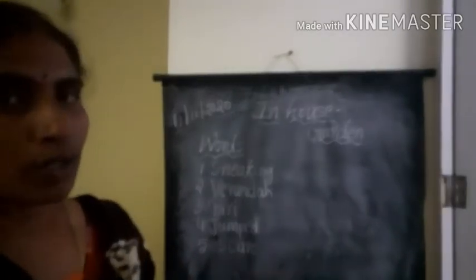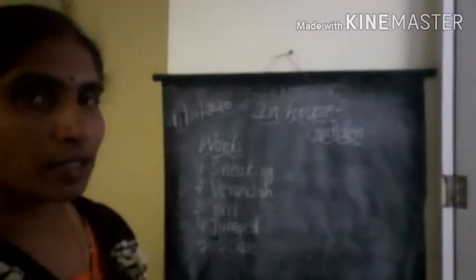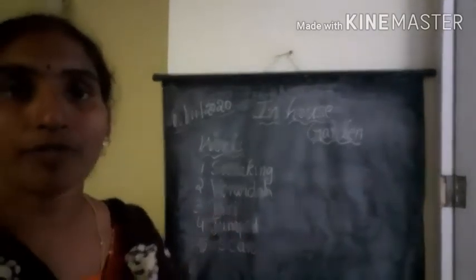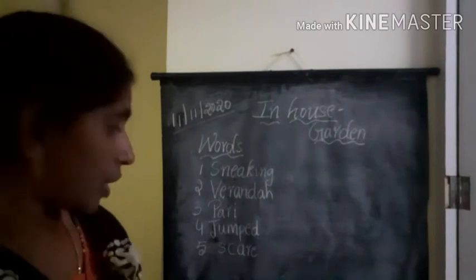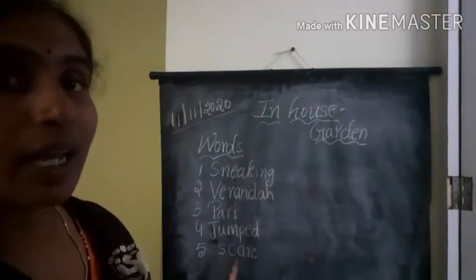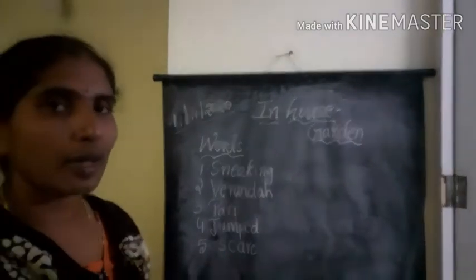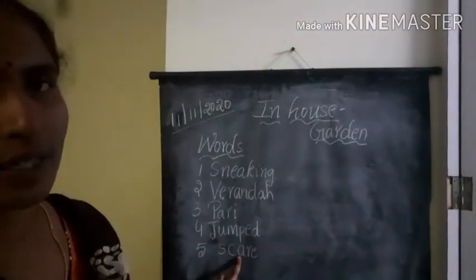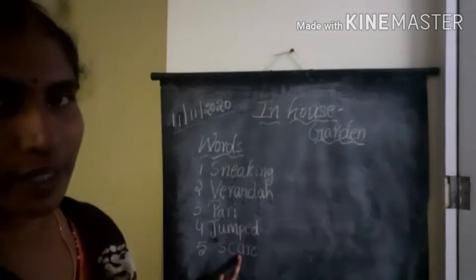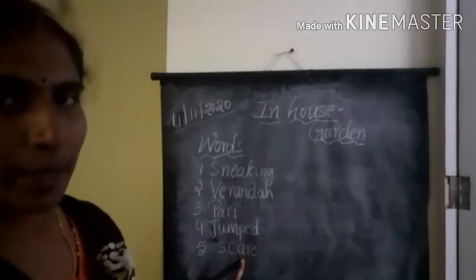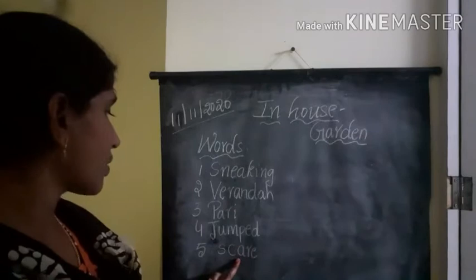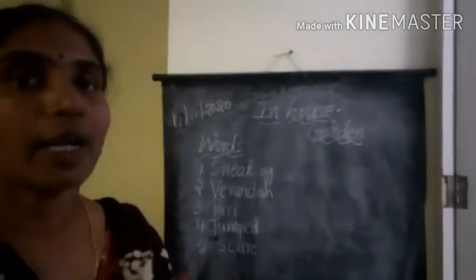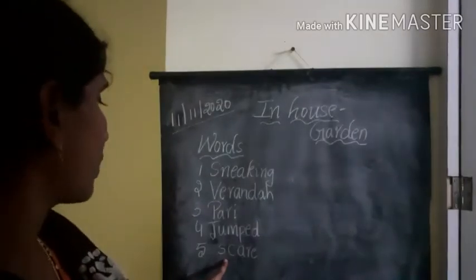jumping on the small plants and going through the veranda, making the sound of bow bow in order to scare grandmother. Scare means frighten grandmother. To frighten grandmother. అంటే భయపెట్టడం. Understand children? Scare means భయపెడతాం. వెనకాలగా వెళ్ళి భయపెట్టేదాన్ని scare అంటాం.